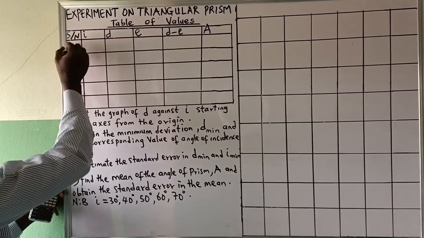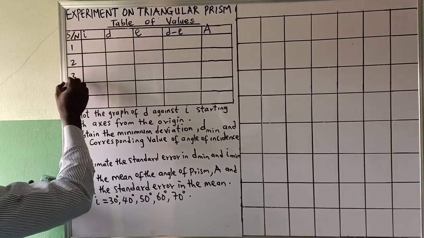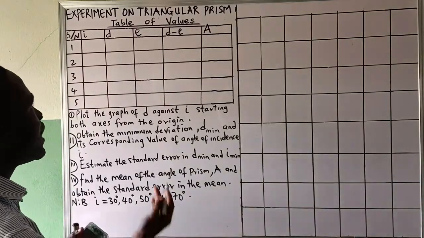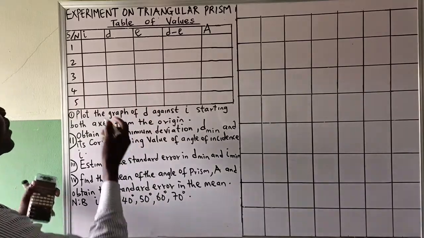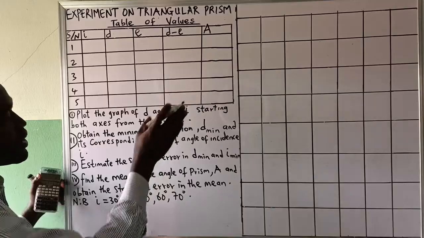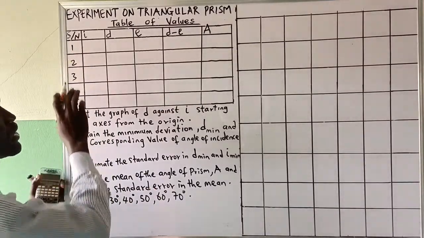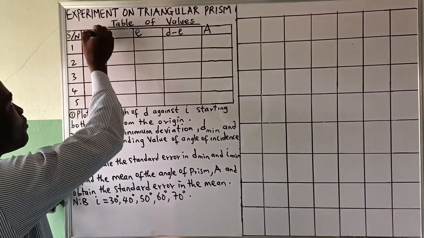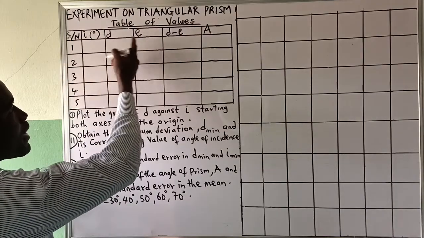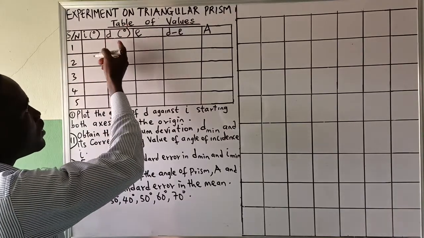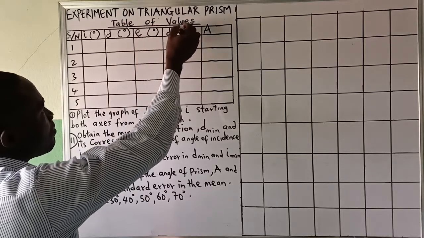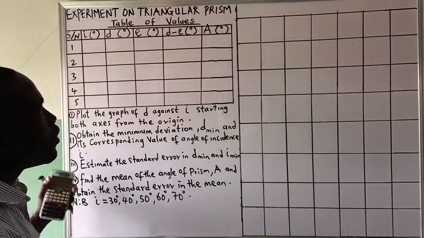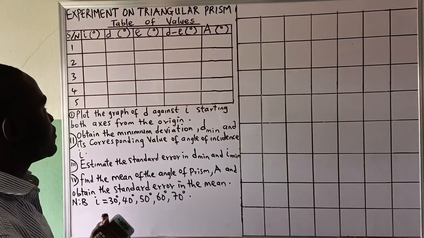The SN means experiment 1, 2, 3, 4, 5. I advise students to put their readings into decimal places. Now, in the triangular prism experiment, they will give you the value of your incident angle. While putting it in your table, please don't forget to put the unit of those parameters. If you do not put the units of the parameters, some marks will be subtracted from your marks. So I've put the units now.